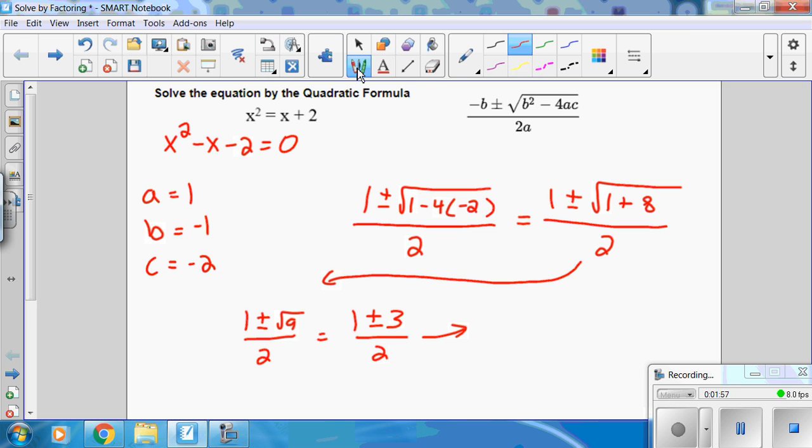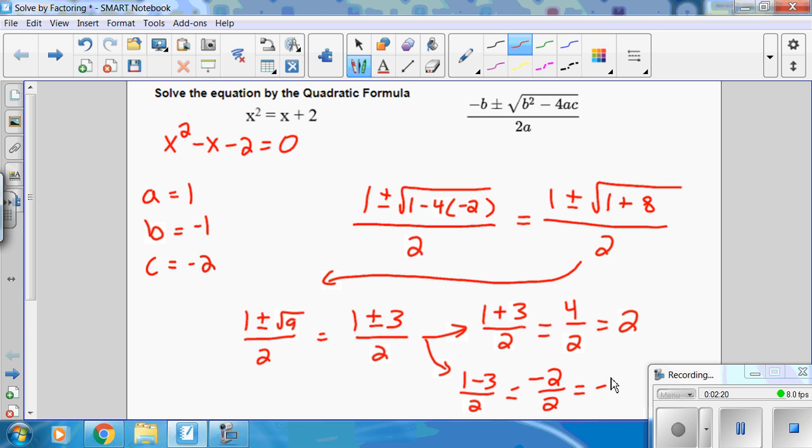Okay, so I'm going to do 1 plus 3 and then divide by 2. And then I'm going to write out 1 minus 3 divided by 2. 1 plus 3 is 4. 4 divided by 2 is 2. That's one solution. 1 minus 3 is negative 2. Divided by 2 is negative 1. So your two solutions, x equals 2 and x equals negative 1.